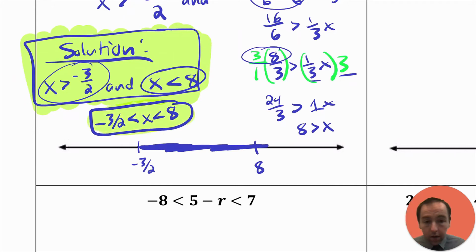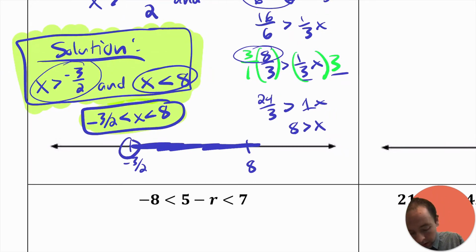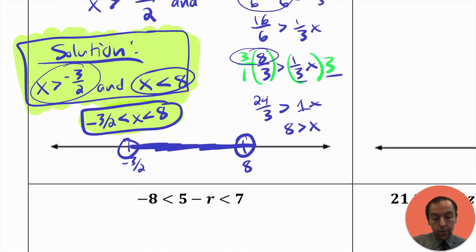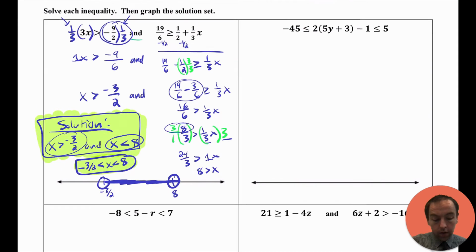And then I've graphed it on the number line. The only thing, though, is that because both symbols that we have are strict less thans, we'd want open circles at both of those endpoints there, since -3/2 and 8 would not be solutions to that component inequality.